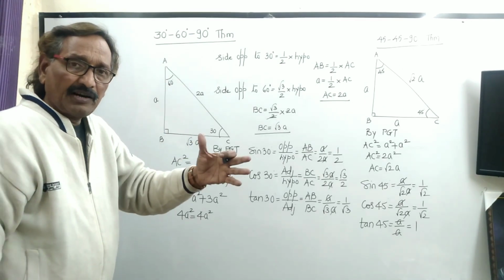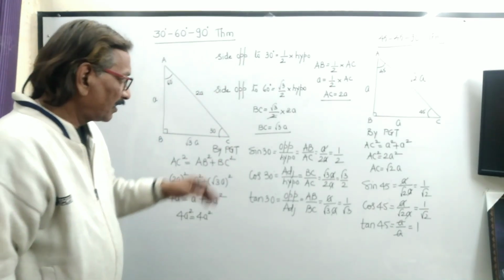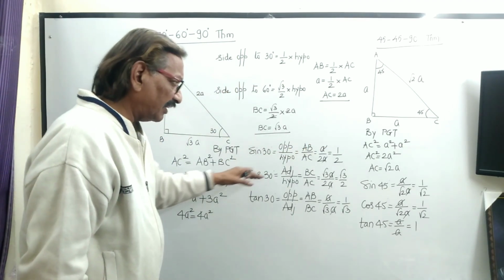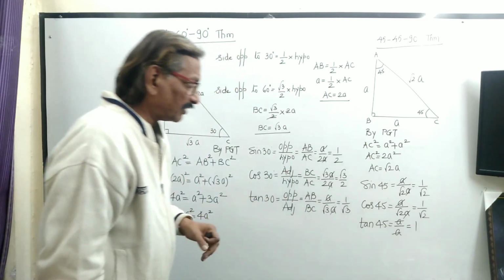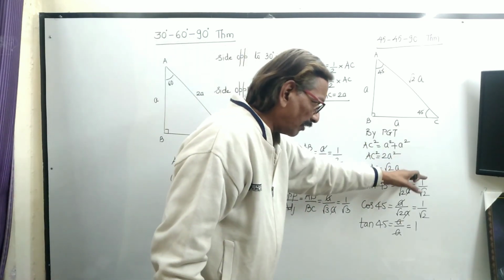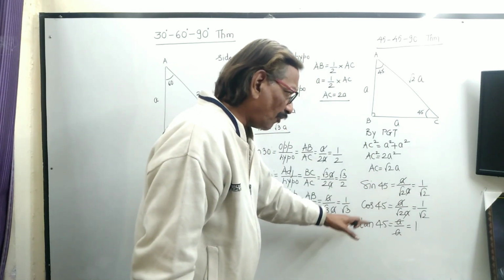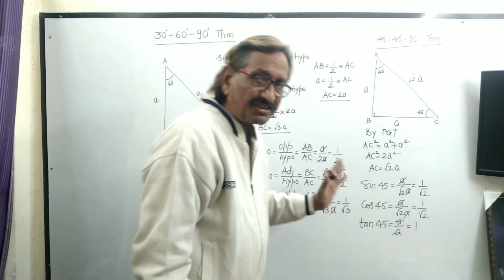We have developed 9 different values. Sin 30, 1 by 2. Cos 30, root 3 by 2. Tan 30, 1 by root 3. Sin 45, 1 by root 2. Cos 45, 1 by root 2. Tan 45, 1. And 3 more values. I told you 9 values, out of which 6 are seen here.